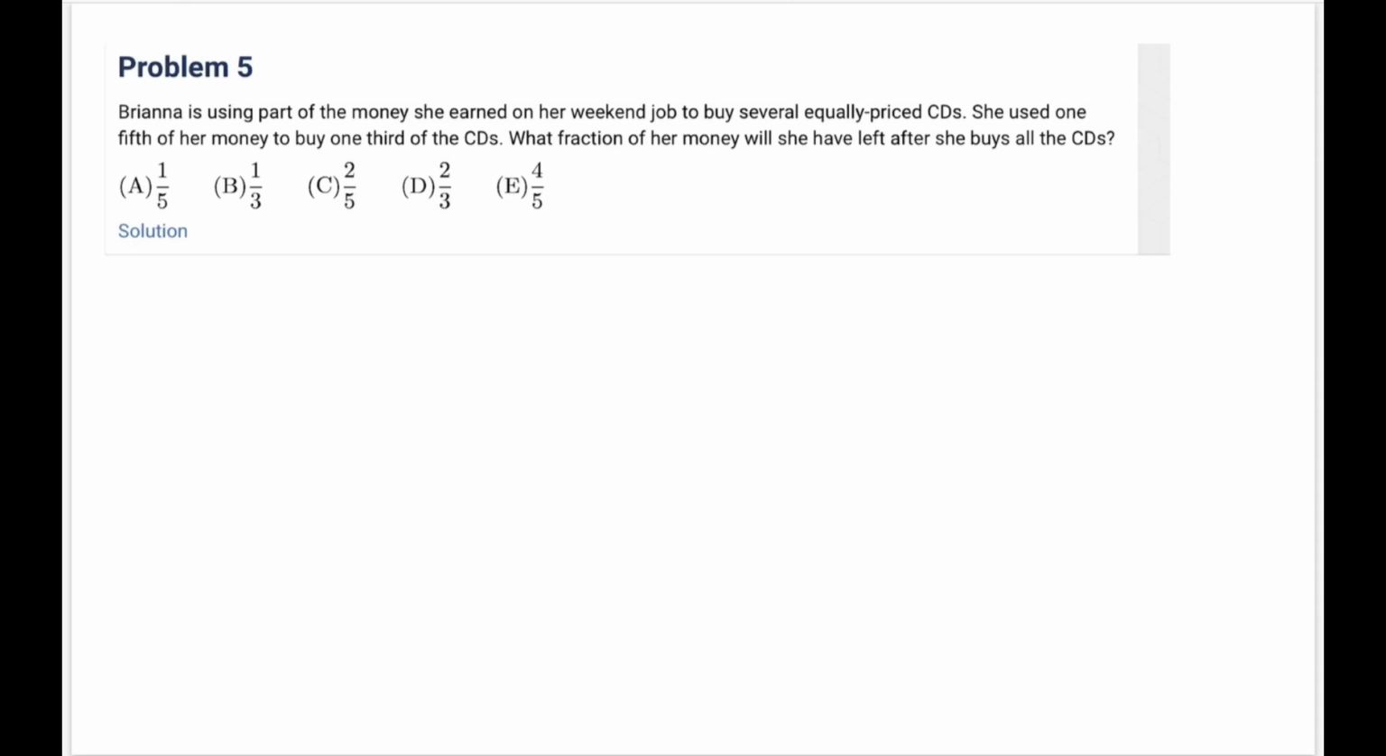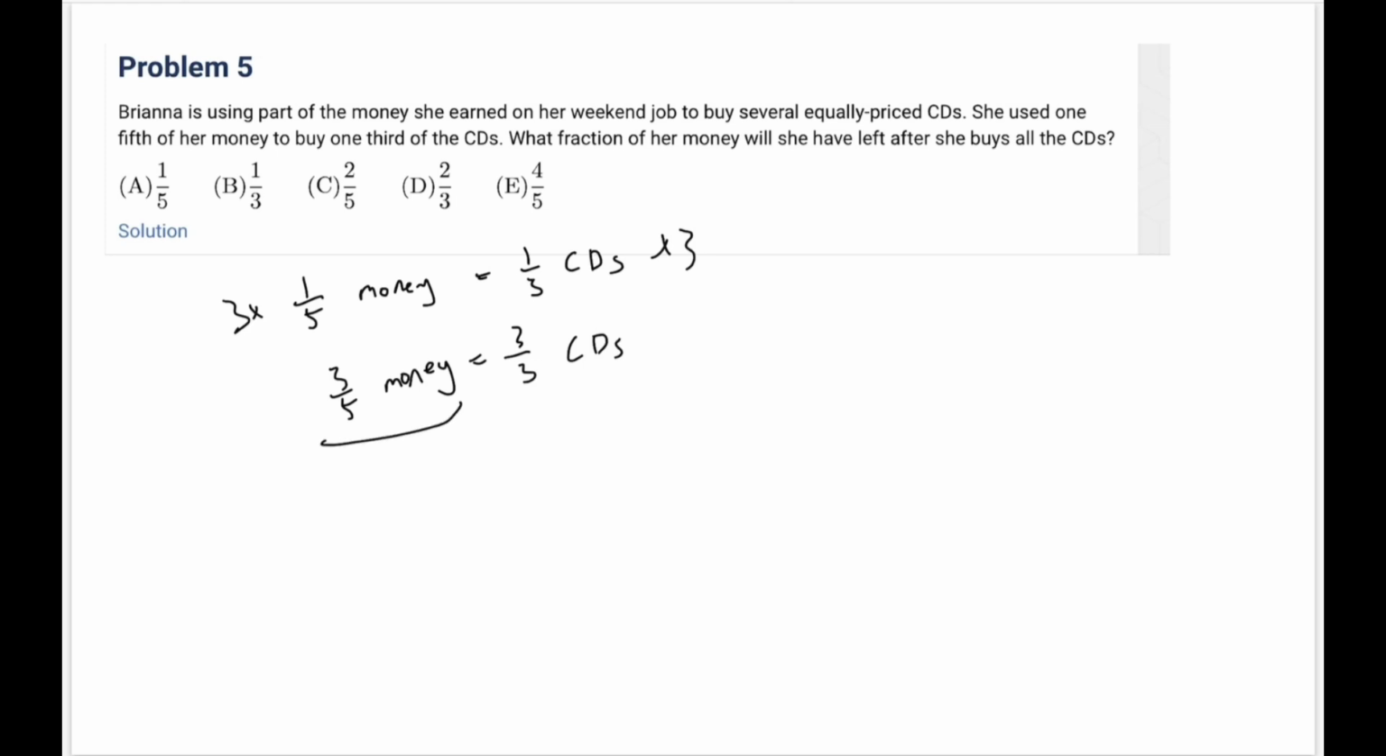Okay, several equally priced CDs, so 1/5 of money would get 1/3 of the CDs. So if we multiply by 3, 3/5 of her money gets her 3/3 of her CDs. So she will use 3/5 of her money, so she will have left 1 minus 3/5. The answer is 2/5. So it's C.